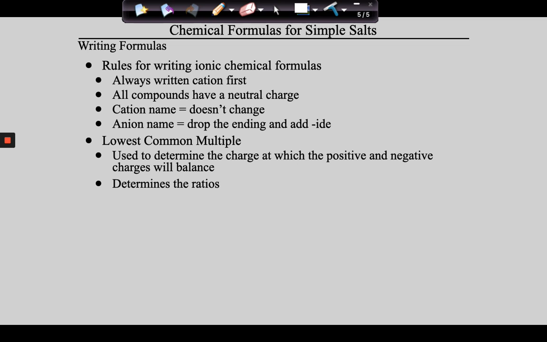So guys, we're almost done. If you would like steps for how to write these chemical formulas, I'm going to give them to you. And then, guys, we're going to do 3, and then you're going to get your homework done.